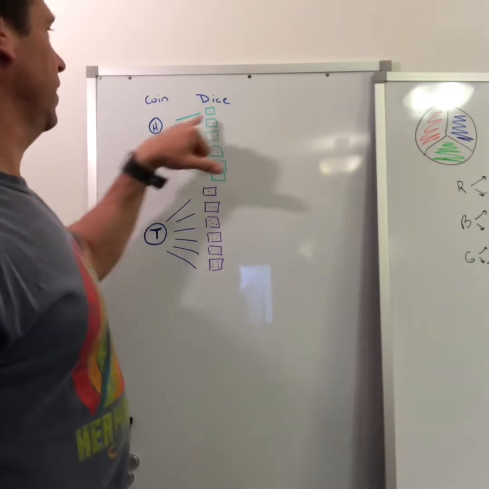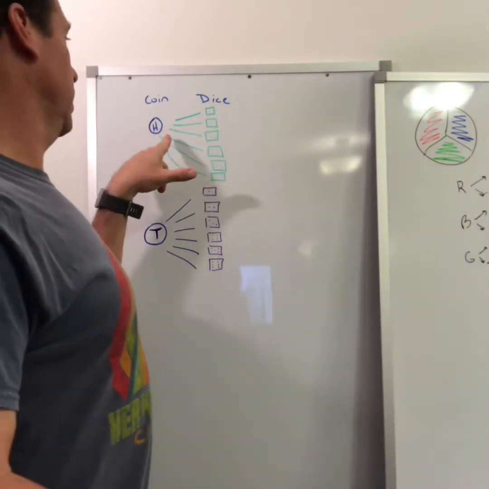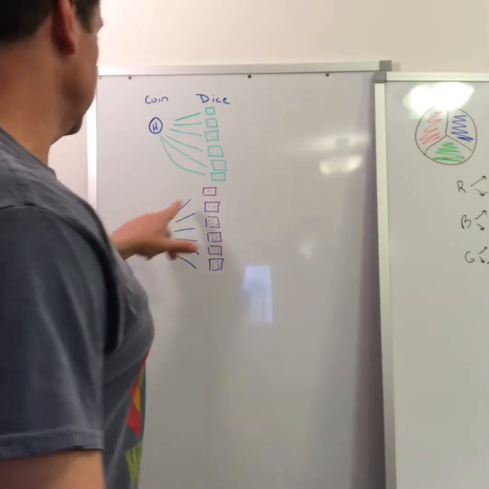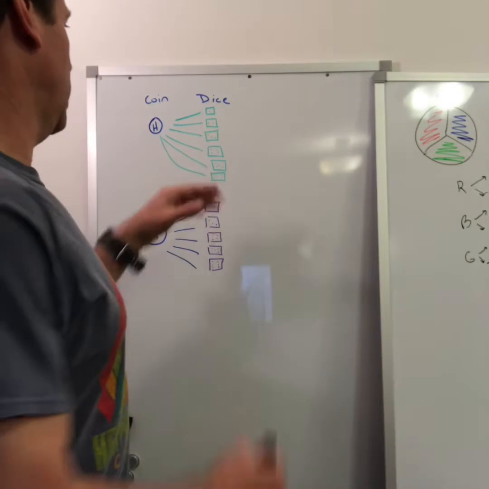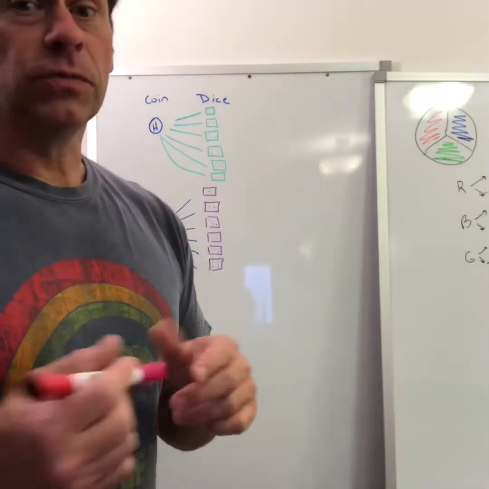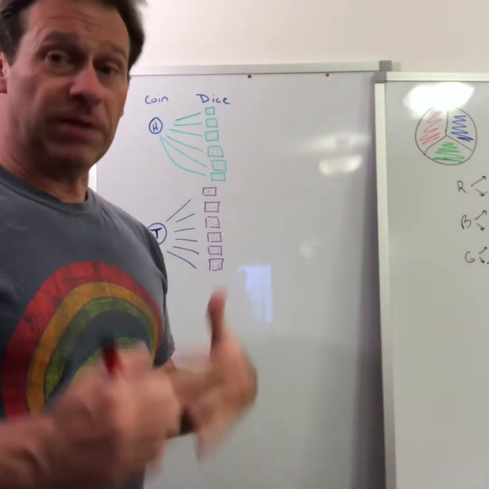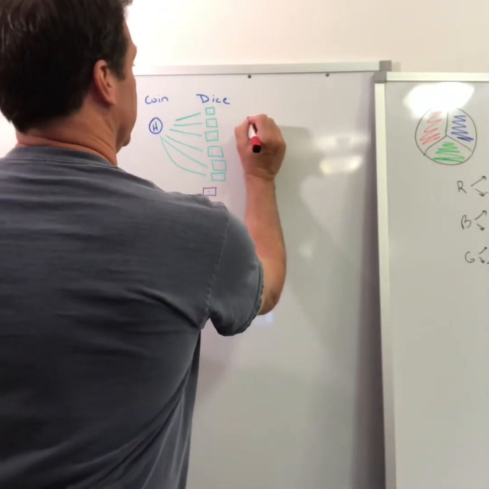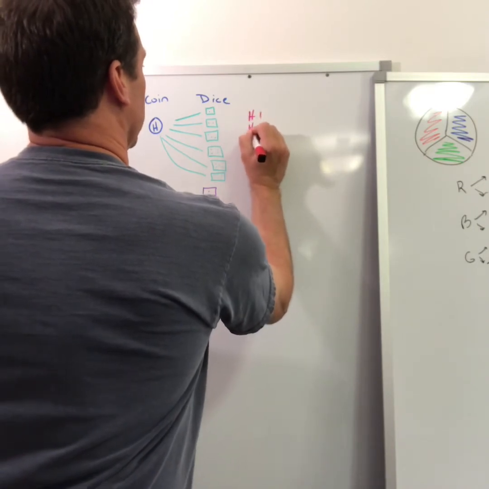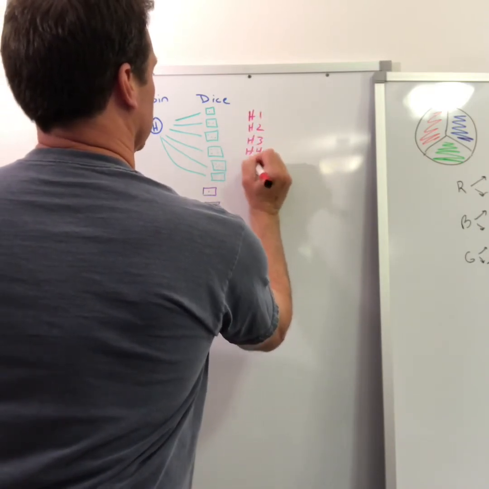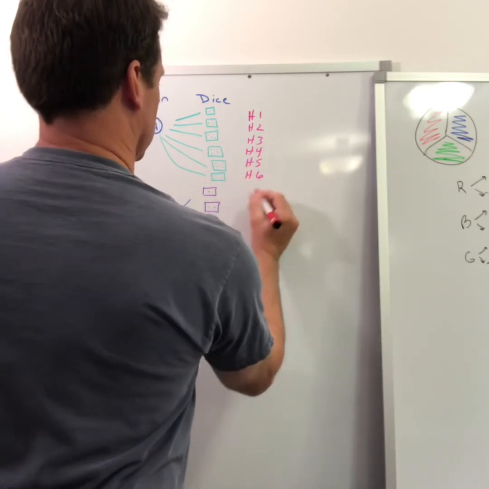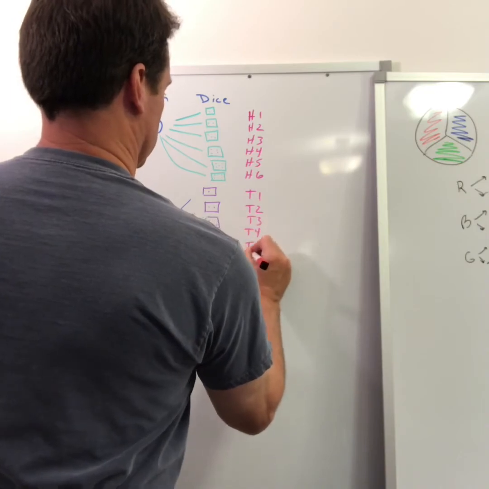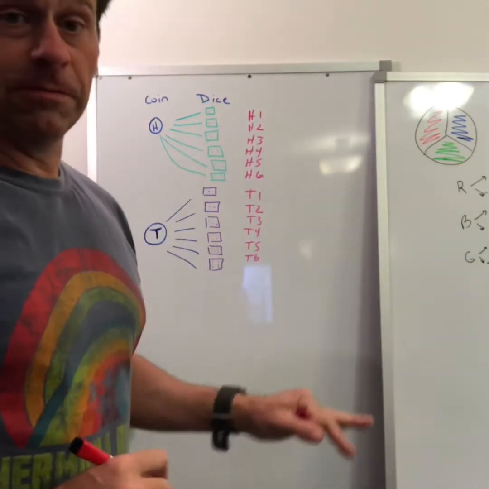Here are my chances. I could have a heads and a 1, a heads and a 2, heads and a 3, heads and a 4, heads and a 5, and a heads and a 6. And then for tails, I could do tails and a 1, 2, 3, 4, 5, or 6. So my sample space, which is also going to tell me my possible outcomes, is 12 different things. So those are all the possible things that I have.